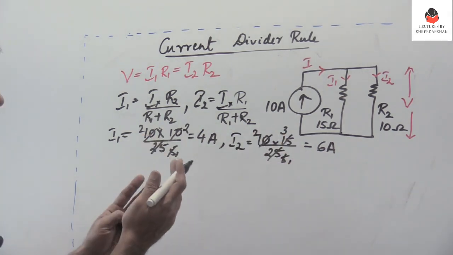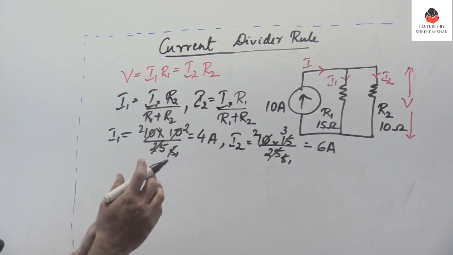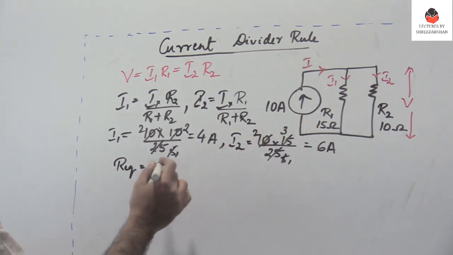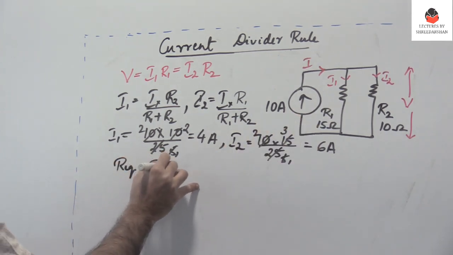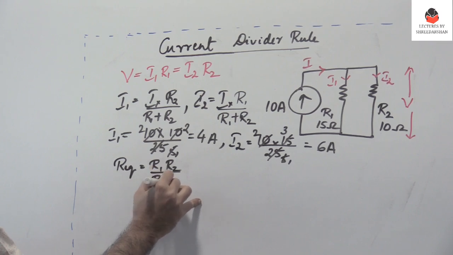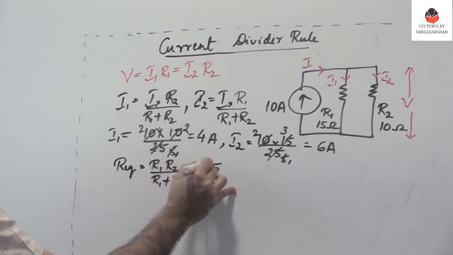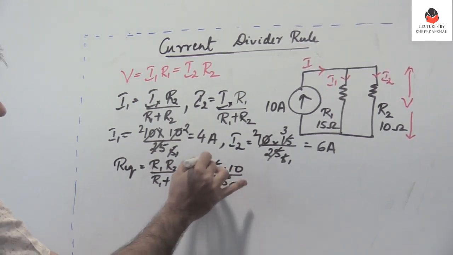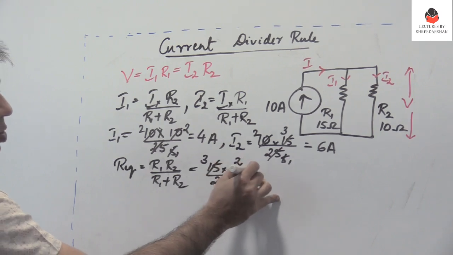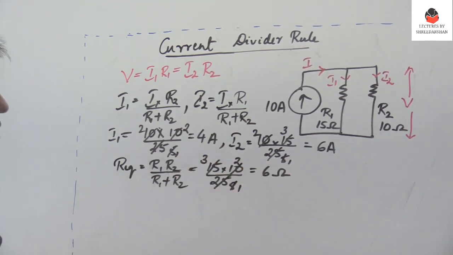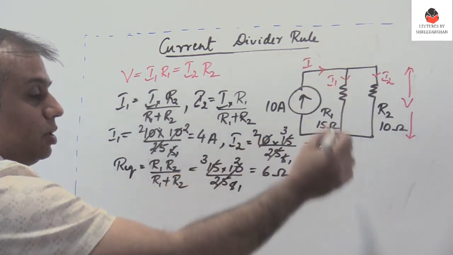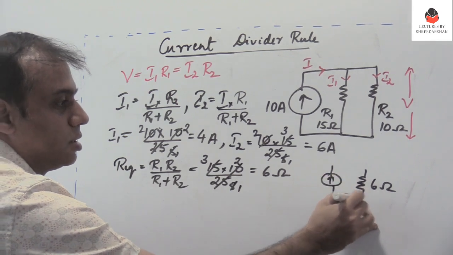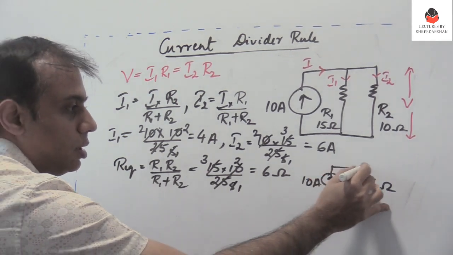So now let us calculate the total resistance. What is the equivalent resistance? If two resistors are connected in parallel, the equivalent resistance is R1 into R2 divided by R1 plus R2. So it is 15 into 10 divided by 25. 5 5s are 25, 5 3s are 15, 5 2s are 10, so it is 6 ohms. So the equivalent resistance would be 6 ohms connected across a 10 ampere current source.